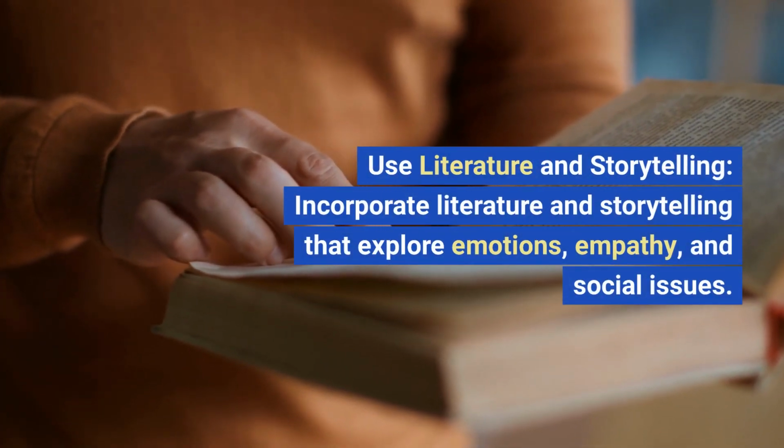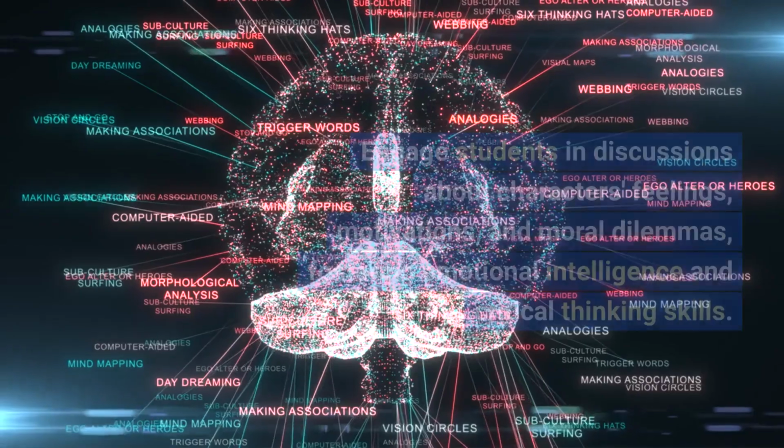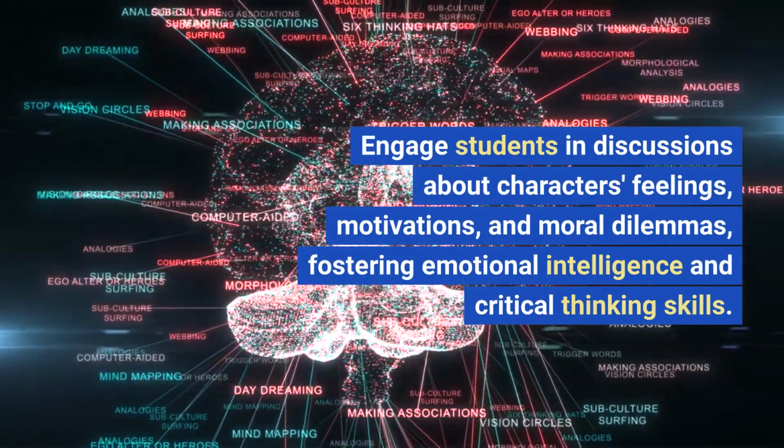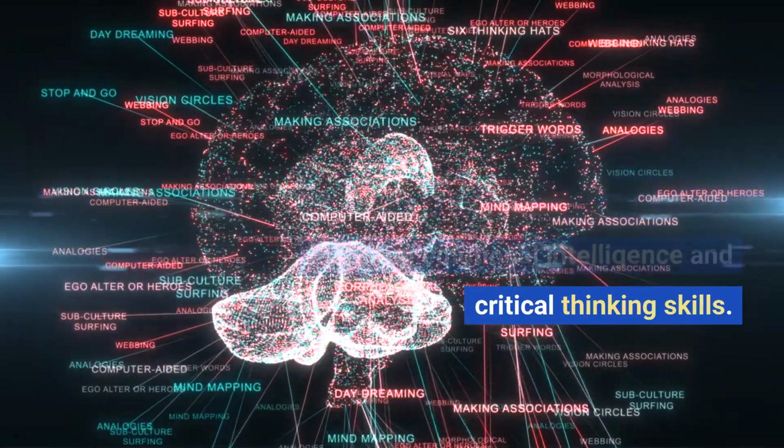Use literature and storytelling. Incorporate literature and storytelling that explore emotions, empathy, and social issues. Engage students in discussions about characters' feelings, motivations, and moral dilemmas, fostering emotional intelligence and critical thinking skills.